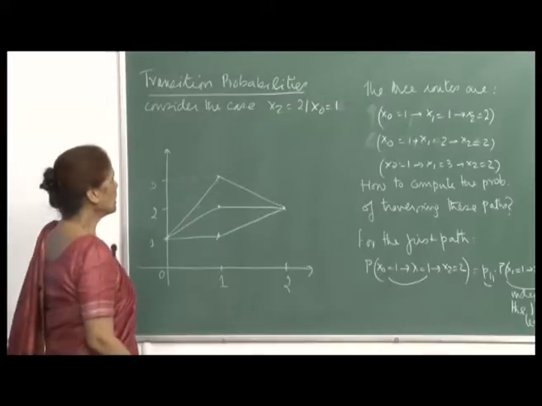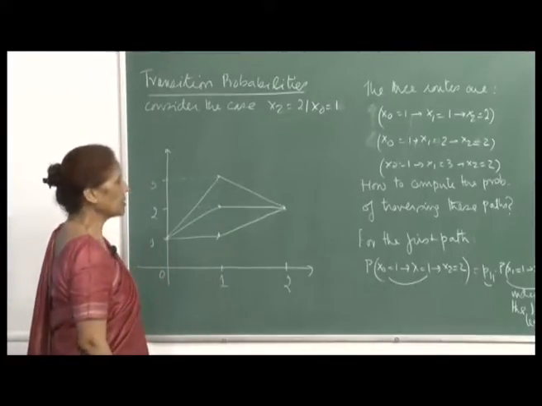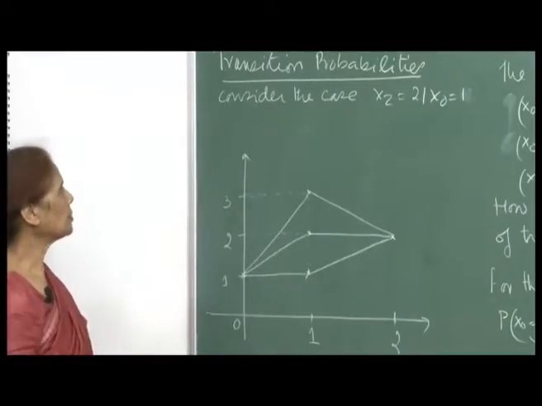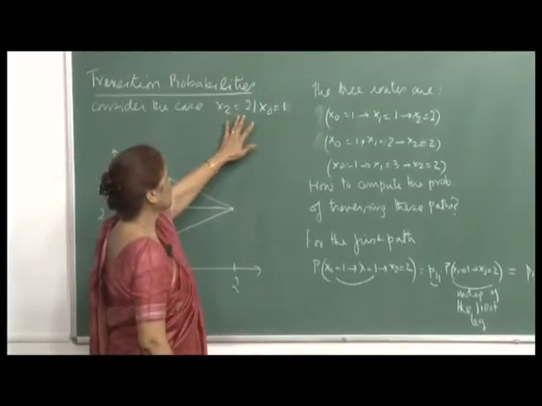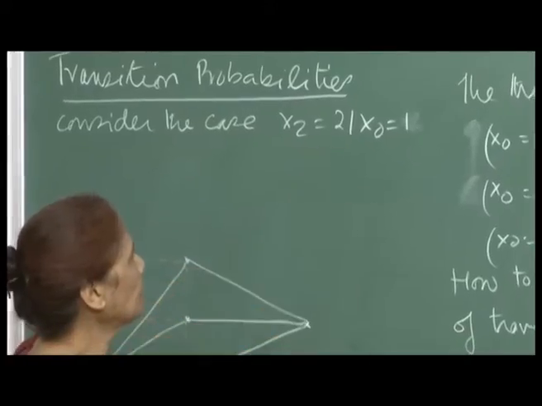I will continue the discussion about computing transition probabilities. One step transition probabilities I showed you, and we had just started talking about two step transition probabilities. So, just consider a case. In the last lecture I considered the case x2 equal to 1, x0 equal to 1. Now, let us look at x2 equal to 2 and x0 equal to 1.